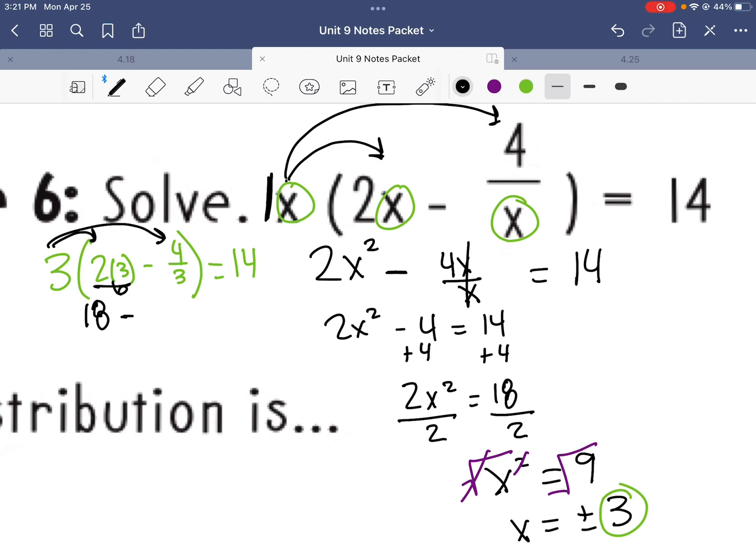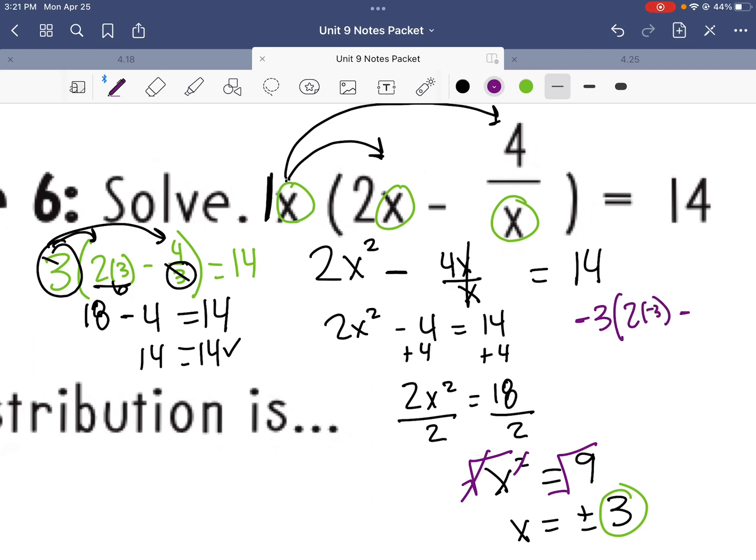Minus, so now this 4 is being divided by a 3 and multiplied by a 3. Those are going to cancel. And you're going to be left with 4. 18 minus 4 is 14. 14 does equal 14, so that one's good. Now I want to show you what happens with a negative 3 also. So we'd have the negative 3 on the outside. 2 times the negative 3 there. Minus 4 divided by negative 3.